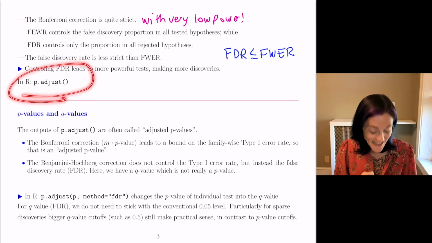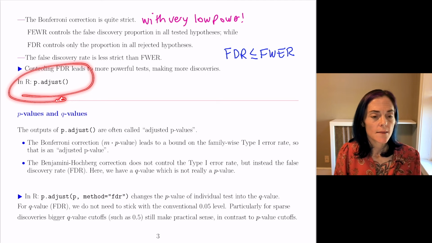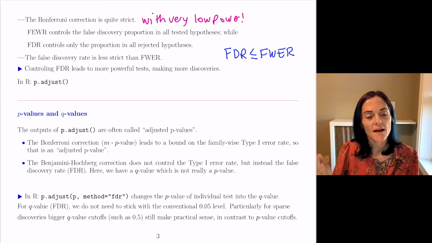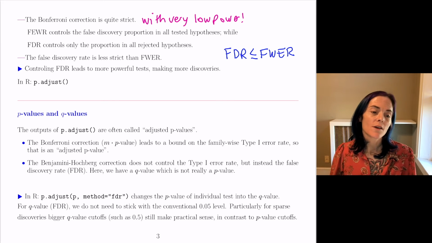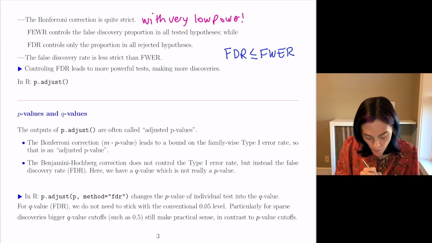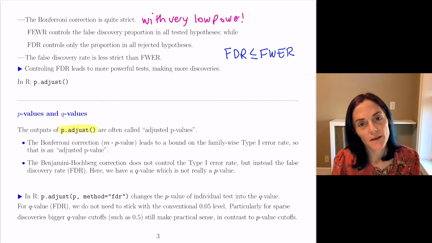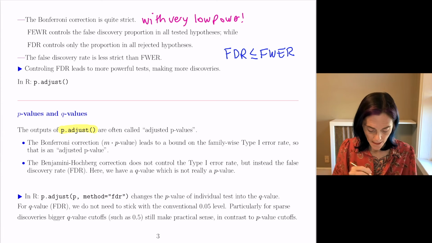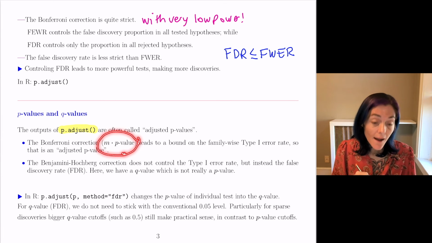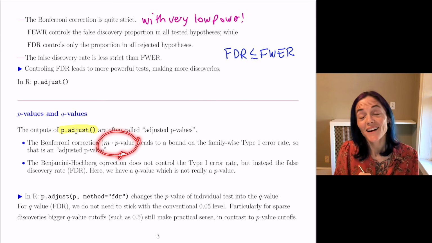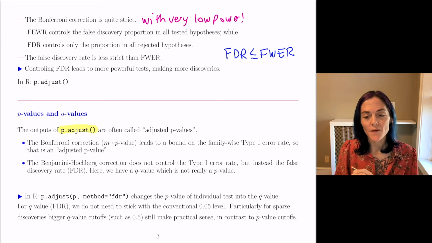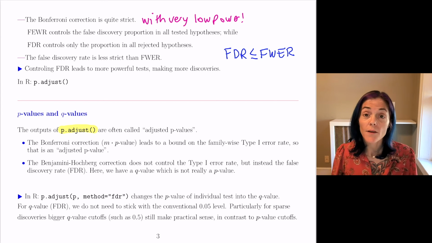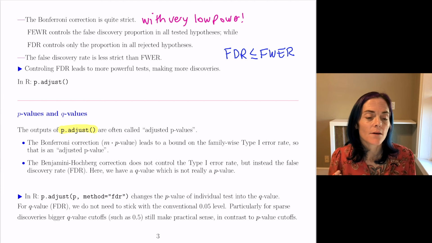So for us, as I mentioned, we will use R. We can use this function p.adjust. Now, one thing that I want to mention here is we have what's called p-values and we have what's called q-values. So the outputs of p.adjust are called adjusted p-values. If you are doing a Bonferroni correction, the output will just be m times the p-value that you originated with. This leads to a bound on the family-wise type 1 error rate. And so this is truly an adjusted p-value. You are just adjusting the original p-value.